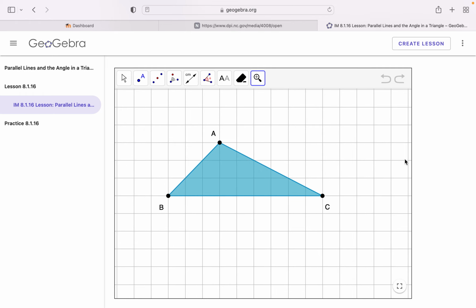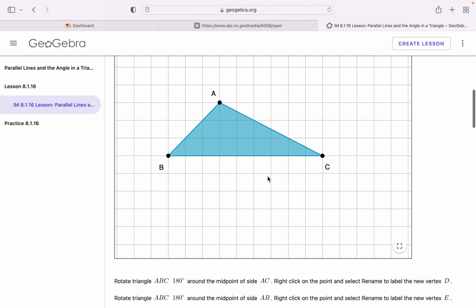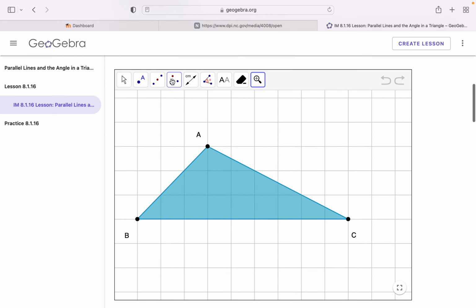So what we're going to do is scroll down and we see questions are being asked to the students. It wants us to rotate triangle ABC 180 degrees around the midpoint of side AC. So let's do the midpoint of AC. We're going to click on midpoint. We're going to click A and C, and it's going to give us that midpoint. So I'm going to label this and click on our point. It's going to be labeled D. I could also hide that label by clicking on it again. So let's make it show up.